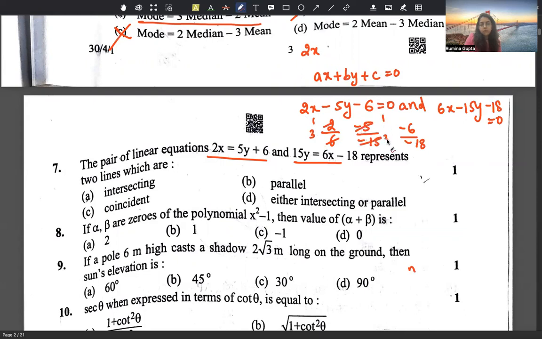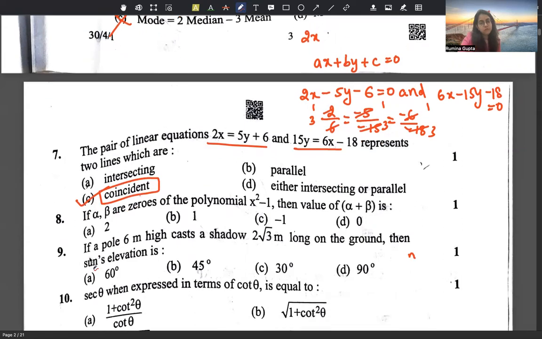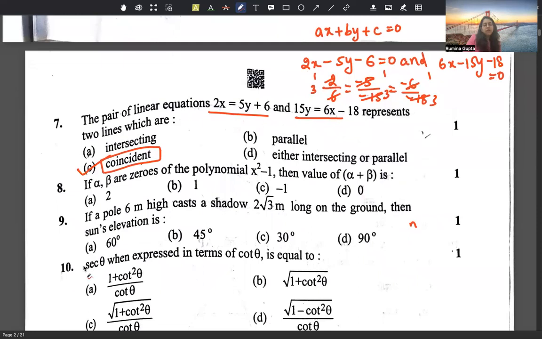Cut them, it would be 1 upon 3 each time. So yes, they are equal. So when these three are equal, then we have coincident lines. So that means option 3 is absolutely correct. Clear? It was easy, but yes, some students must have lost marks in this question, because it was not arranged in a proper manner. So we just have to rearrange it and then we will get the correct answer.